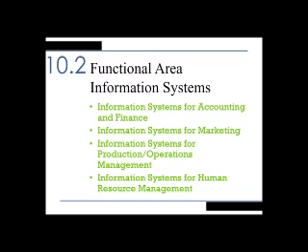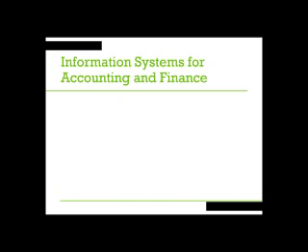Okay, functional area information systems. You'll remember this from week 1 in the class, that within an organization, each particular department tends to have their own information system that's been optimized just for them. Like the examples here, accounting and finance has one, marketing has one, production has one, HR has one. And so as we look at these information systems within an organization and an ERP system, we have to ensure that these are all linked together and working together.